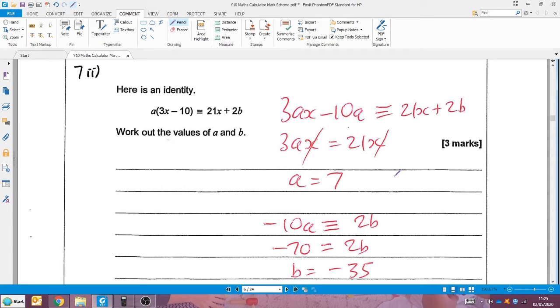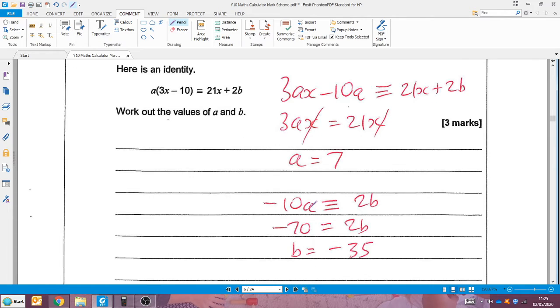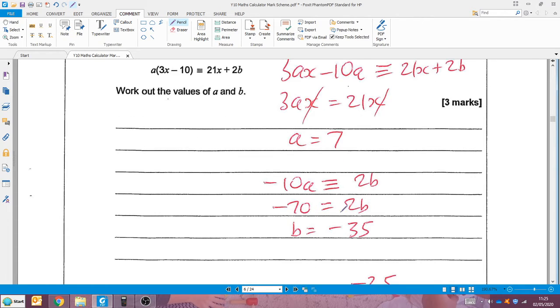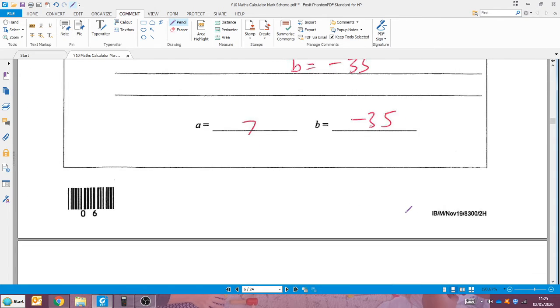What am I left with? I am left with minus 10a exactly matches the position of 2b. So say so. So minus 10 times 7, because I've got it in terms of a here, minus 10 times 7 is minus 70, is 2b, divide by 2, b's worth minus 35. Again, that was generally well done.